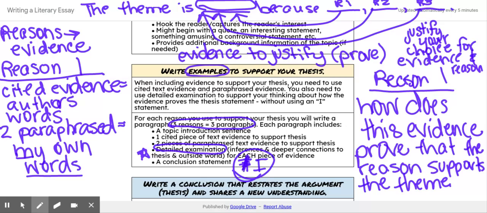Once you've gone through and you've written your notes in your graphic organizer, you should have 3 pieces of evidence for each paragraph and at least 3 notes on how to justify your thinking in your graphic organizer. And remember that just because it says to use inferences and deeper connections to your thesis and outside world, it doesn't mean that you have to do each and make these connections that don't make sense. You want to make sure that your connections make sense with what you're writing as well as with the text.